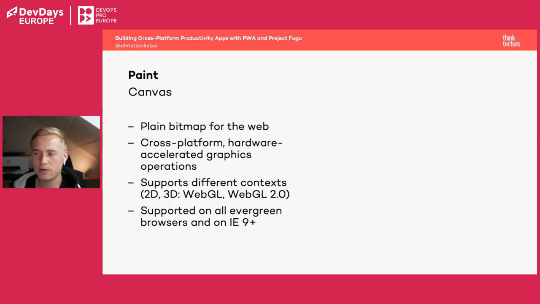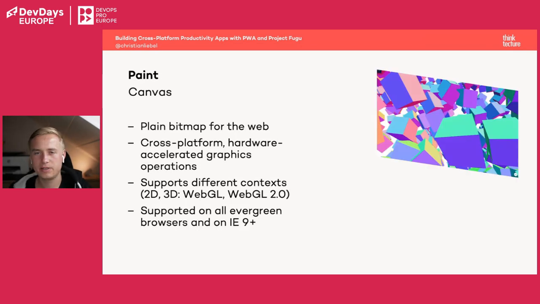And we can draw on this rectangle using so-called contexts. There's a 2D context for 2D operations, which I use here. And then there's a 3D context called WebGL and WebGL 2.0 that allow you to draw 3D images on this canvas. And the cool thing is that all of that can be done in a hardware accelerated way. And this element is supported from all browsers, from IE9 up. So basically on all browsers that are around there.